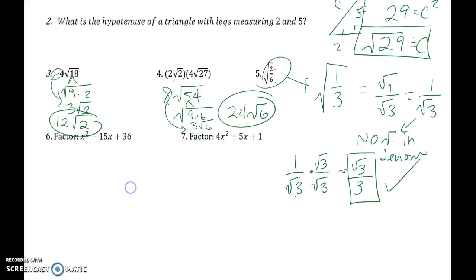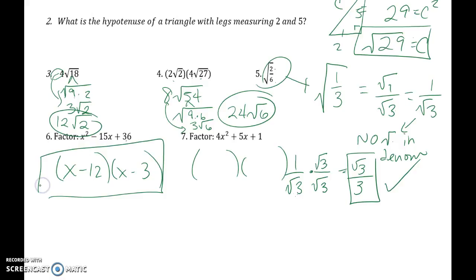These two, I will show you the answers, but factoring is old stuff. So to factor these two numbers that multiply to 36 and add to negative 15, that's a negative 12 and a negative 3. So you should have this when all is said and done. This one factors a little different. You're looking for a combo that multiplies to 4 and adds to 5. You always do the first and the last. So that's just going to be a 4 and a 1.